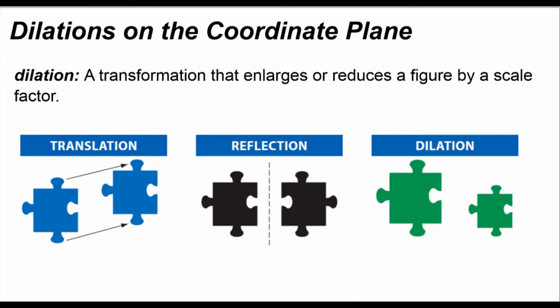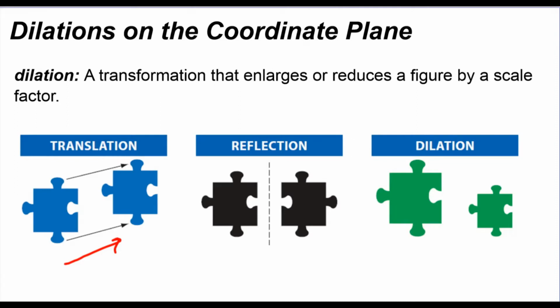In this video, we're going to talk about the last type of transformation we're going to discuss, and that is a dilation. Dilations on the coordinate plane are a transformation that enlarges or reduces a figure by a scale factor. So all of our other transformations did not change the size of the shape, only changed its location or orientation, much like the translation you see here.